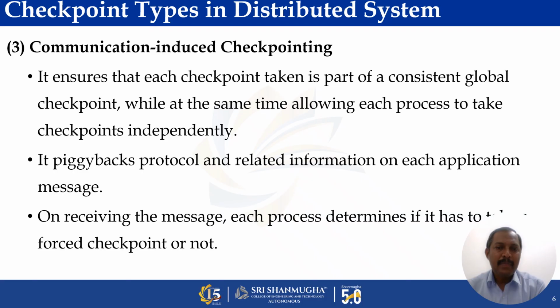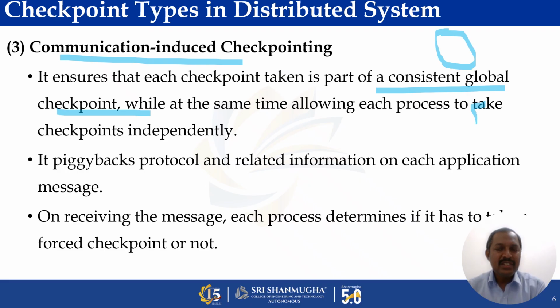Then the third type is communication induced checkpointing. Here it ensures that each checkpoint taken is part of a consistent global checkpoint, while at the same time allowing each process to take checkpoints independently. So this is a combination of the previous two. The processes coordinately take a checkpoint, as well as individually it can also take a checkpoint. It piggybacks protocol related information on each application message. On receiving the message, each process determines whether it needs to take a forced checkpoint or not.